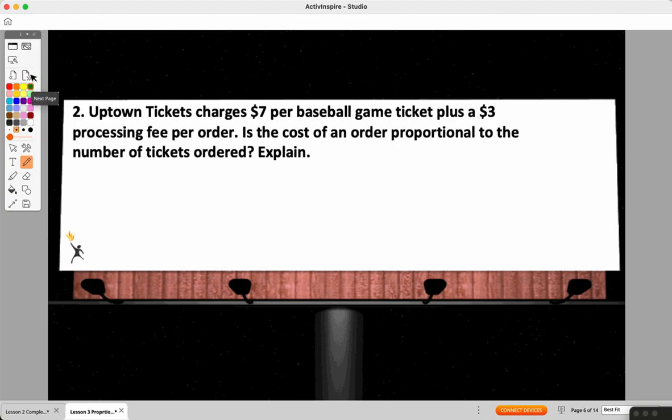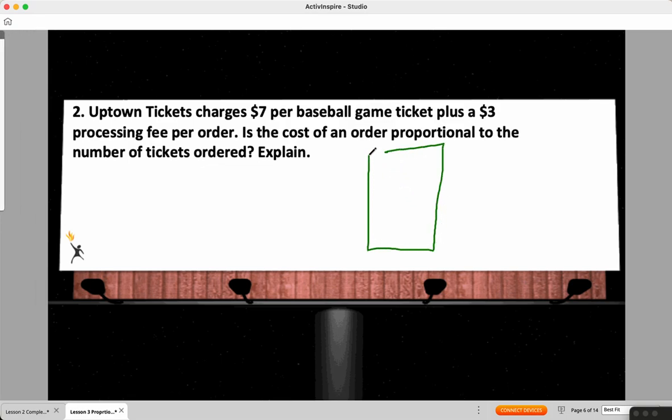So let's take a look at another problem. Uptown Tickets charges $7 per baseball game plus a $3 processing fee per order. Is this proportional to the number of tickets ordered? Well, one of the easiest ways to test this kind of problem is to make myself a simple ratio table like we talked about in a previous lesson. We looked at these yesterday, where I create a number of tickets and the cost. If I order one ticket, I'm going to pay $7 for the ticket and a $3 processing fee. If I order 2 tickets, I'm going to pay $7 per ticket, so that's $14, plus the $3 processing fee is $17. If I buy 3 tickets, that's $21, plus 3 is $24.